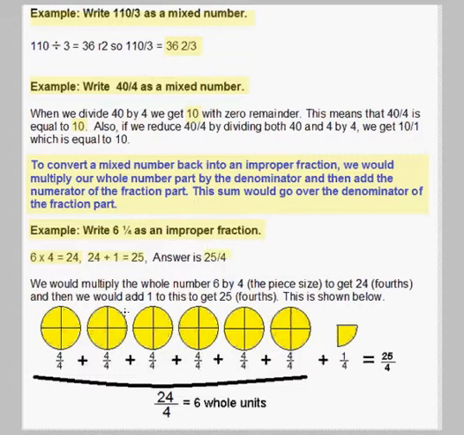I show this visually below. 25/4 is 4/4 plus another 4/4 plus another 4/4, and so on till we get 24/4. Well, that's 6 whole units. You notice we ended up taking 6 times 4 to get those 24/4. Then we have one more fourth left over, so we just add it to the numerator to make 25/4.